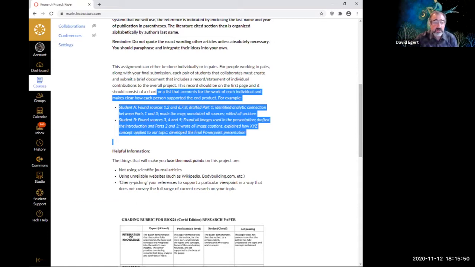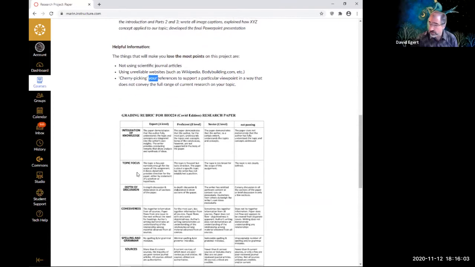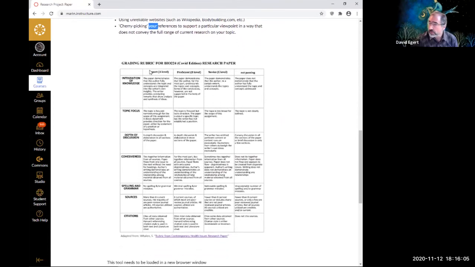And then also making sure, so here's this rubric. This is kind of the things to think about, like how are we actually grading? So let's talk about this. Integration of knowledge. This is basically that you're taking the information and putting it together in a way that shows that you really get it.